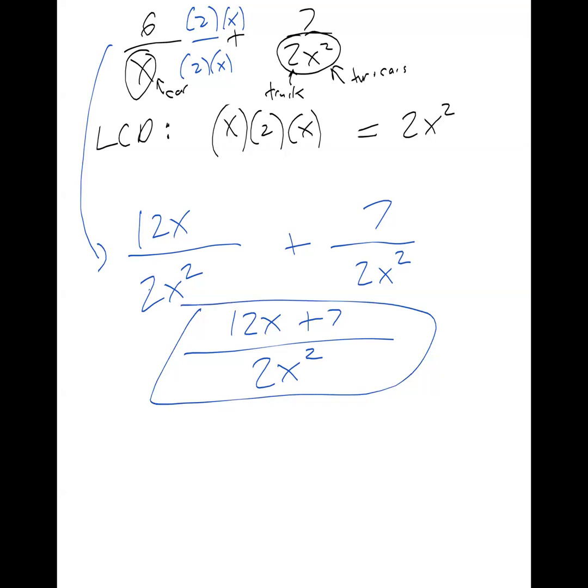So the answer is 12X plus 7 over, wait, did you read your question to me or did I do my question? Did you get the same one? I got the same, well, okay, the top of mine is the same as the one on my page, but the bottom is different, so it should be 12X plus 7 over 2X squared.